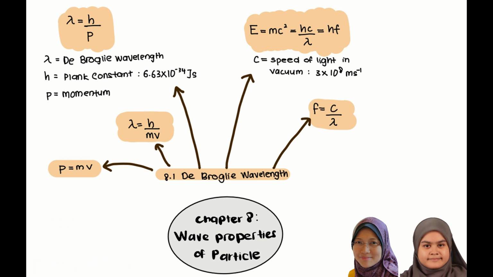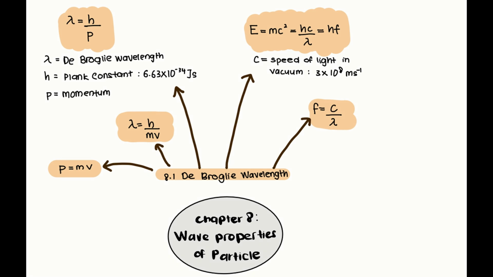We continue our chapter summary for the second semester with chapter 8, that is wave properties of particle. We want to investigate whether the particle has wave properties or not. From the investigation or experiment conducted, it is proven that the particle can behave as a wave. So we come up with an equation. This is the basic equation for the wave properties of particle.